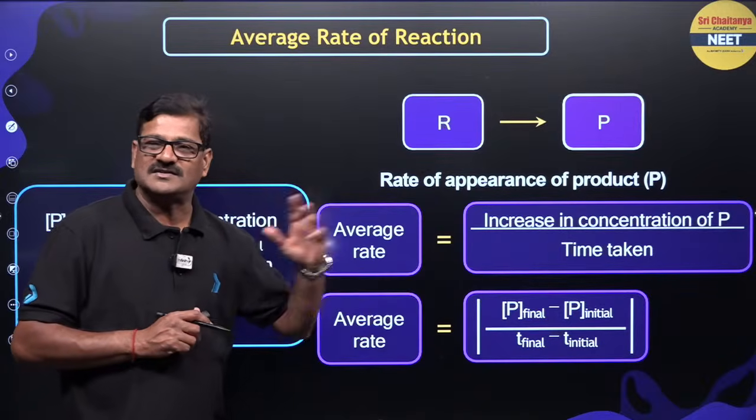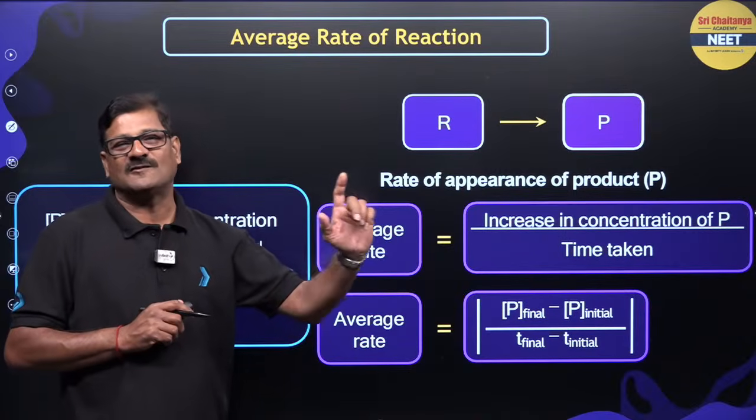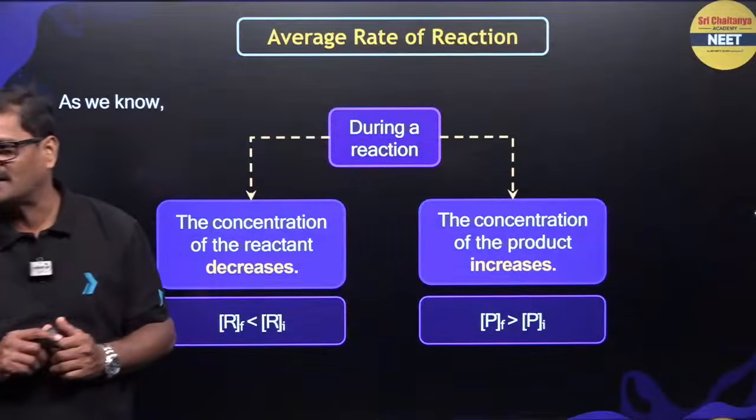And you can see in terms of the product, P2 minus P1 upon T2 minus T1. So the increase in the concentration of product with the time taken, that is the average rate of a reaction.